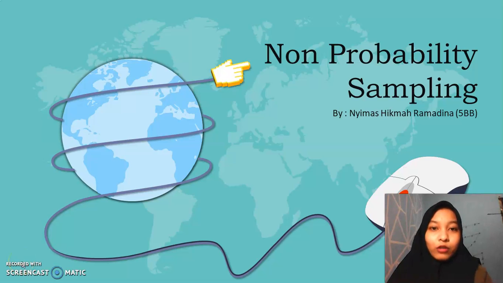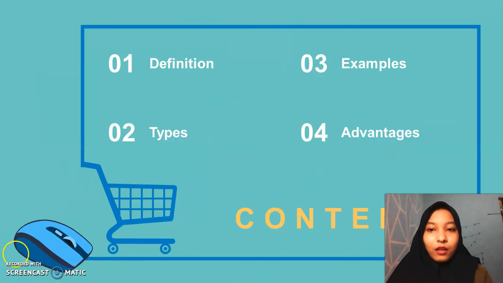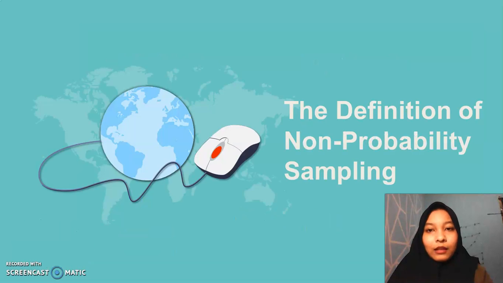I will explain to you about non-probability sampling. Here is the contents I will explain about. The first one is definition, and then we will talk about types of non-probability sampling, and then we will talk about the examples, and then the last one is the advantages of non-probability sampling. Let's start from the first topic.